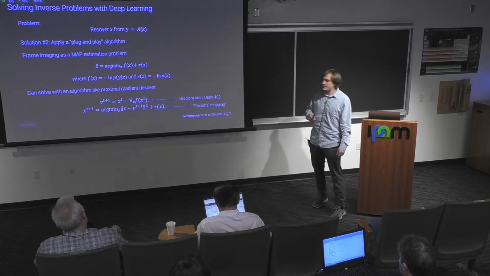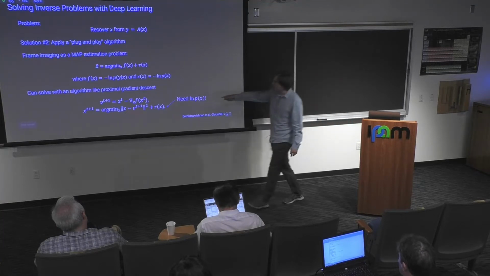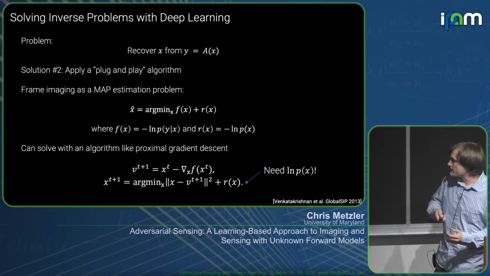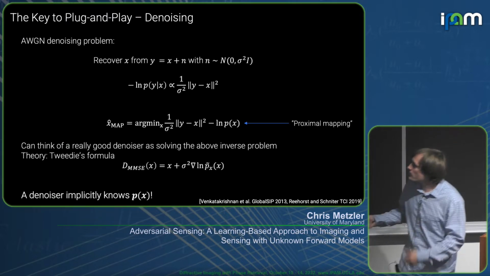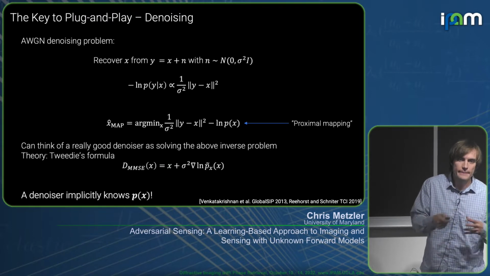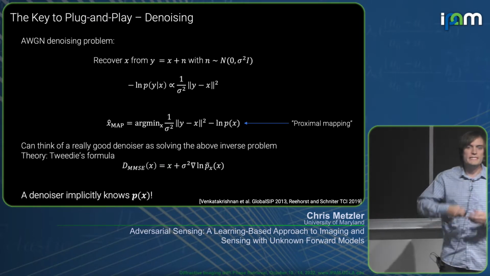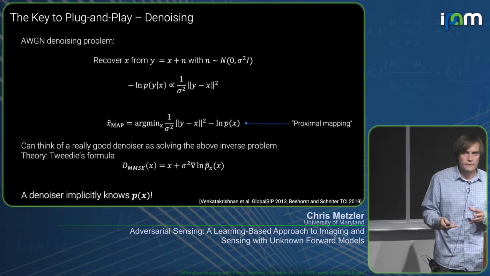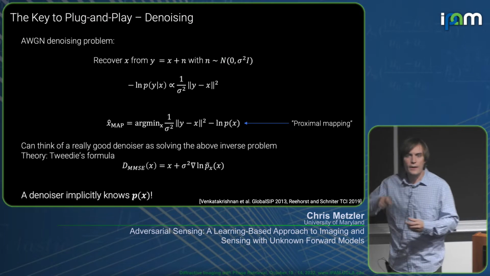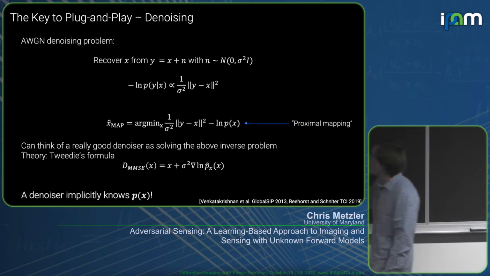But then, looking at this, what should stand out is that, to minimize this term, we need the negative log likelihood of the data. So, what this is asking is, given an image, how likely is it that it's a natural image? Not an easy problem. And the plug and play key insight that made that problem tractable is that a really good denoising algorithm, whether it's a learning-based denoising algorithm or something classical like BM3D, has a lot of that knowledge baked into it already.